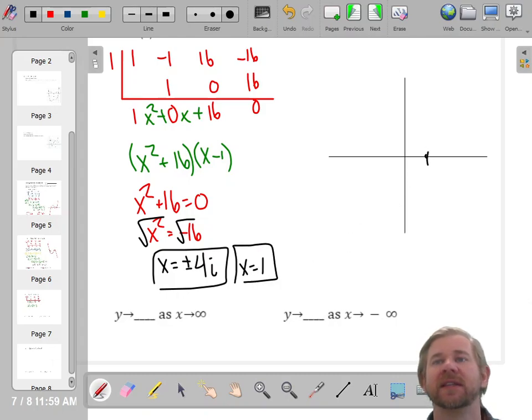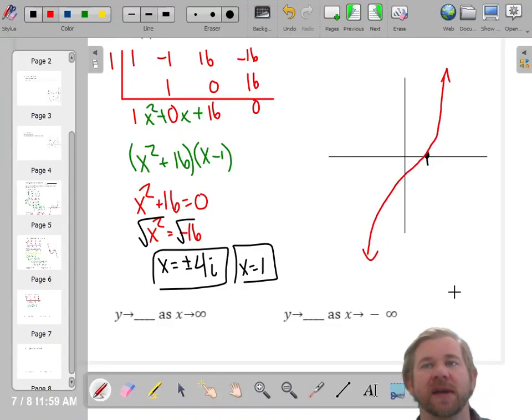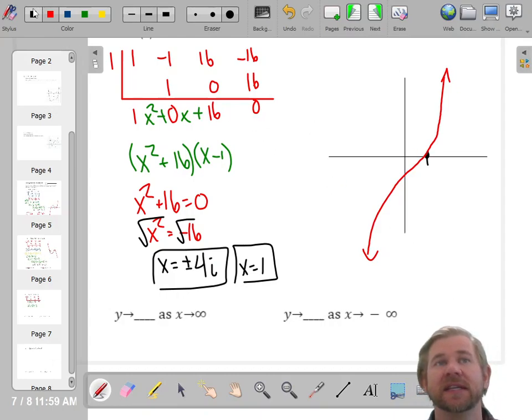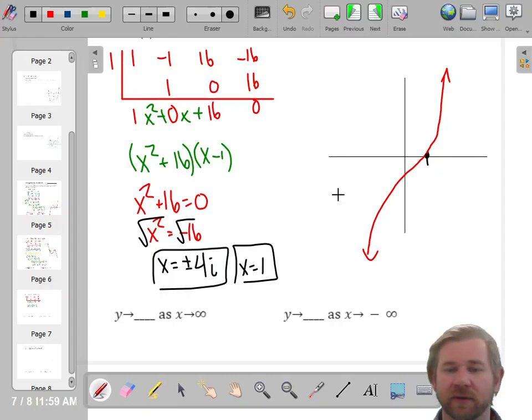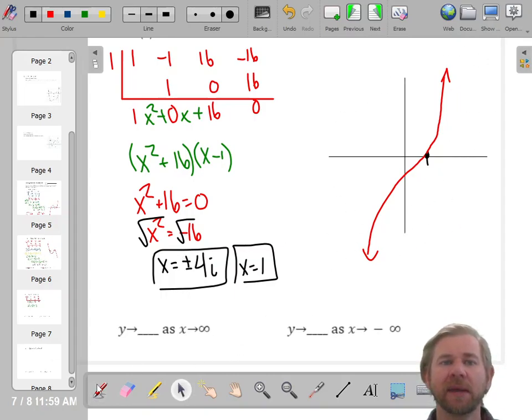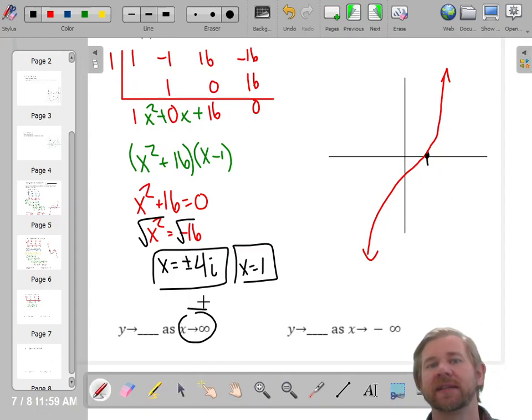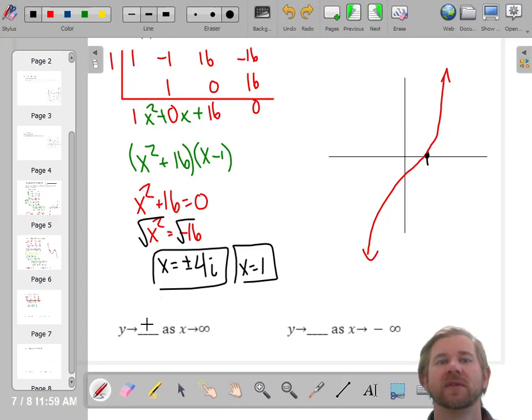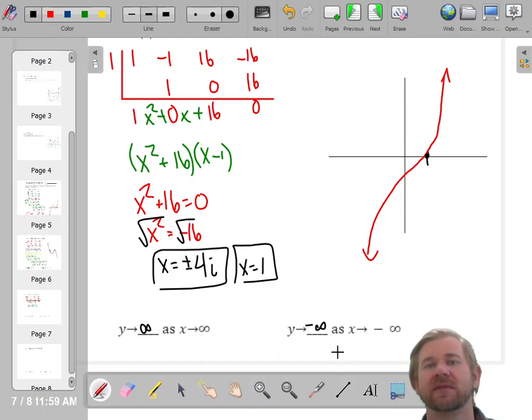So the only one that I see in the graph is 1, and we saw earlier the graph is just kind of this curve that doesn't really have a lot of detail to it, so it kind of just looks like this. Just do your best, okay? But I should see one of your intercepts is at 1, and since these are imaginary, they don't show up. So end behavior, as it goes to the right, this thing goes up. So this is positive infinity. And as it goes to the left, this thing goes down, so negative infinity.